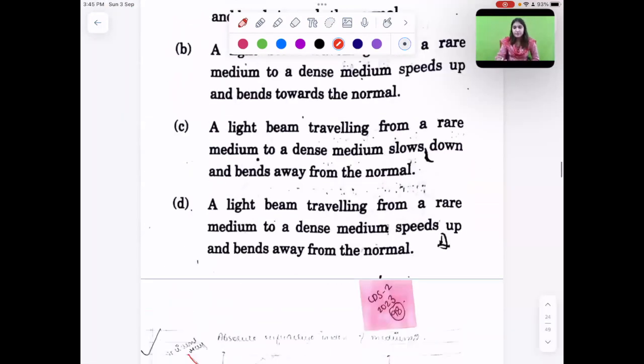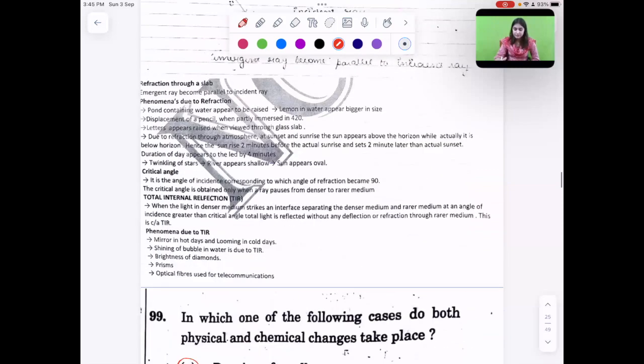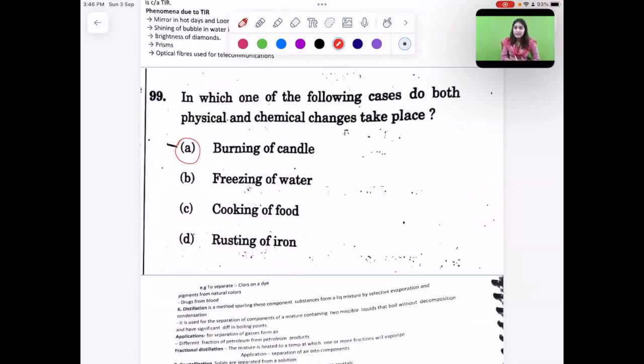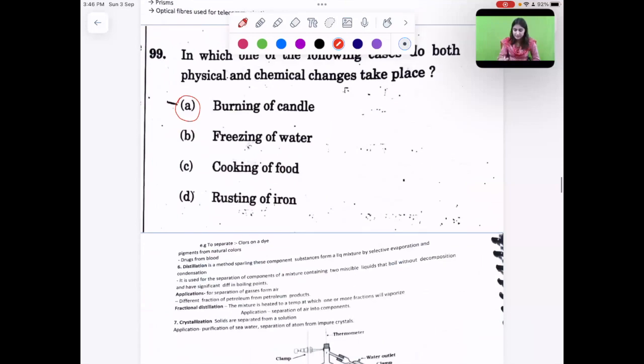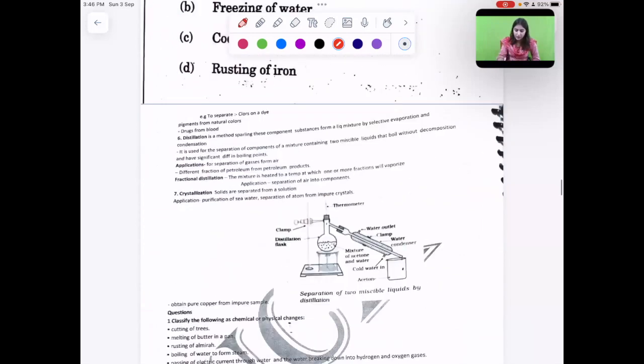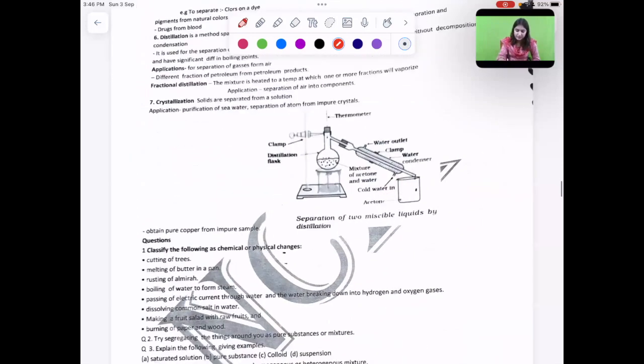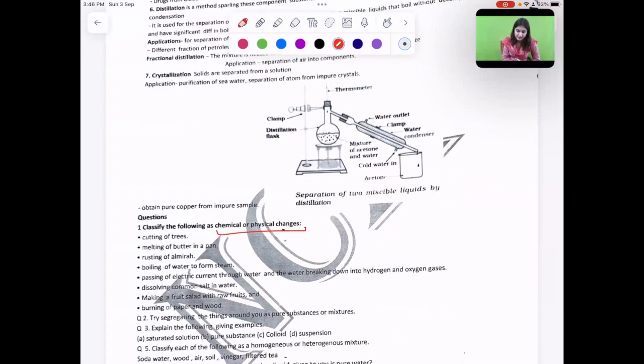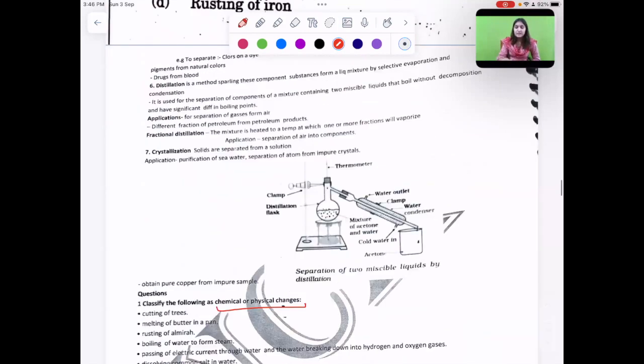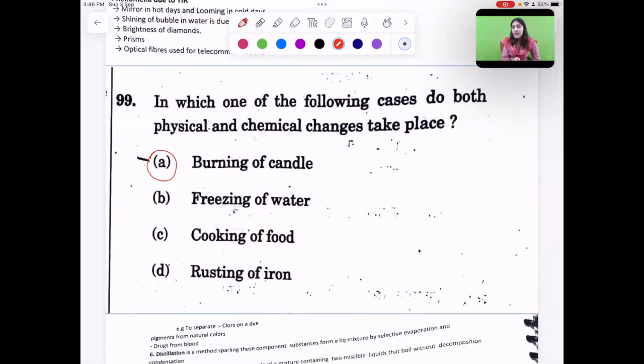Next, in which one of the following cases both the changes occur, physical and chemical changes? We did many questions related to this, which of the following are chemical changes and physical changes. So we know that when we burn a candle, the melting of wax is a physical change and burning of that ribbon or thread is a chemical change. So option A.